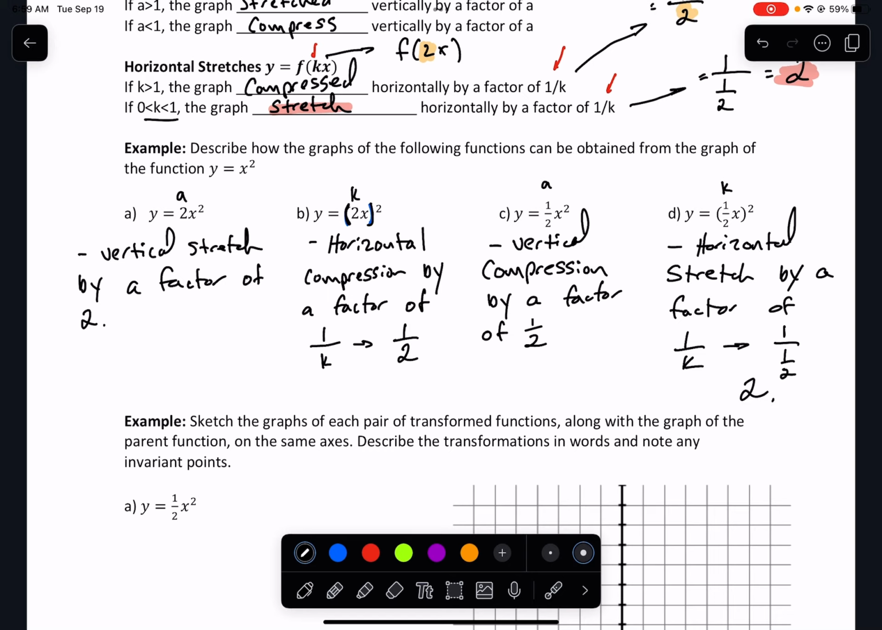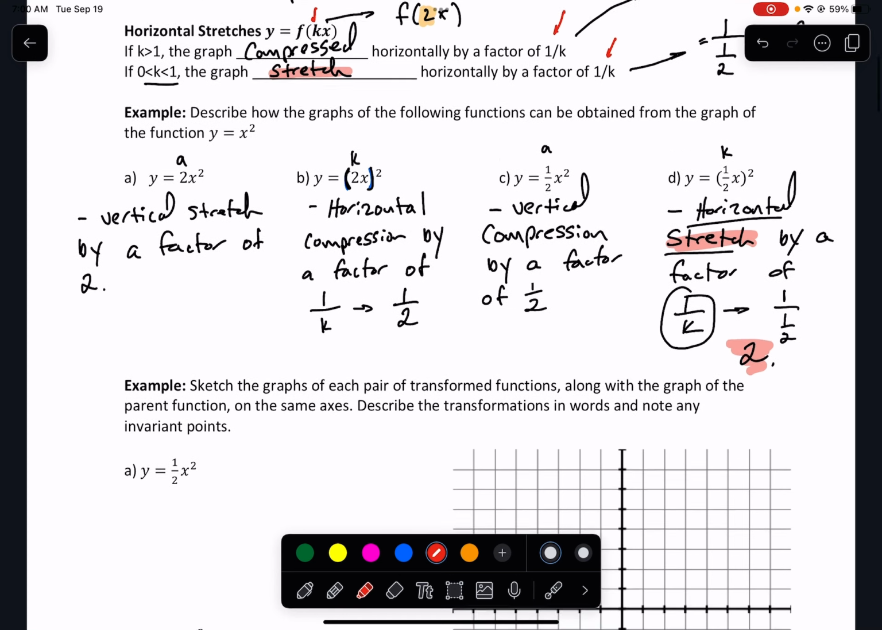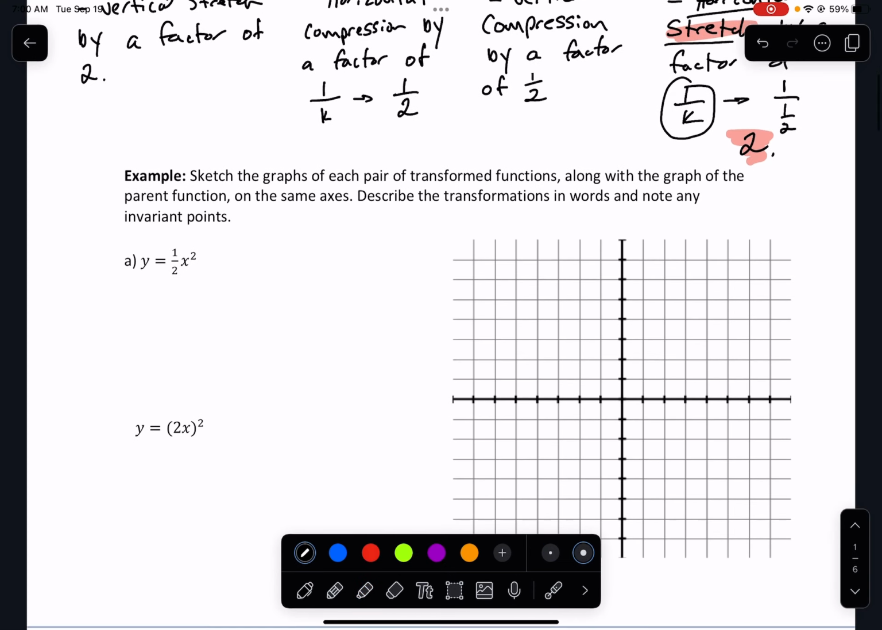Okay, so you get a horizontal stretch by a factor of 1 over k. When I substitute the actual k value in, it spits out the stretch component. Because it's always opposite. That's important to remember. Anytime you see any sort of transformation on the inside of the function, it's opposite, opposite, opposite. Okay, it's an easy thing to forget.